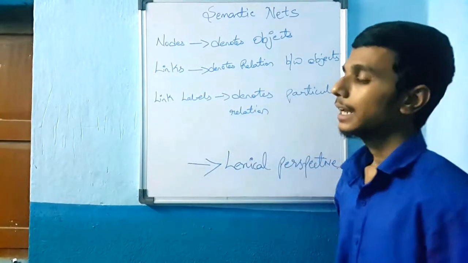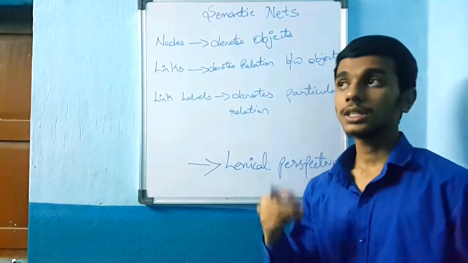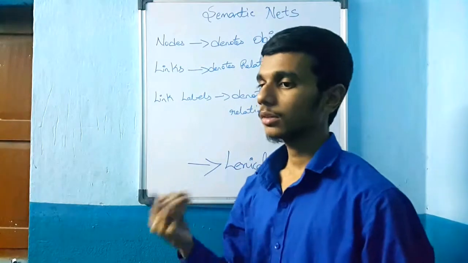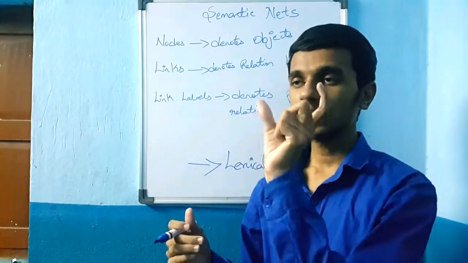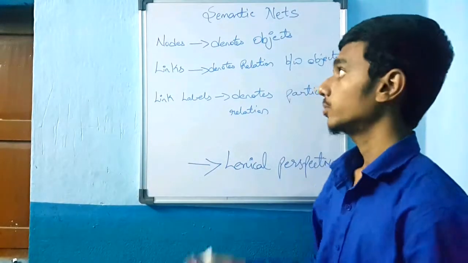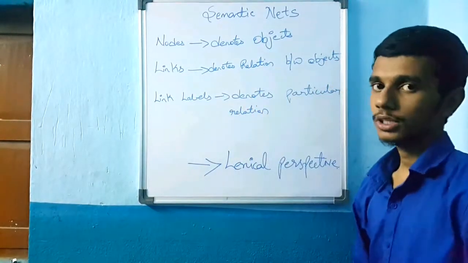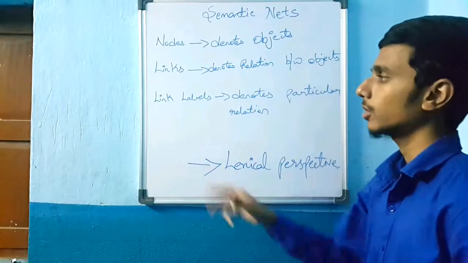And now what are links? Links just give the direction where we should go, or what the connection should be between the 2 nodes. They denote the relation between objects. In simple terms, it denotes the relation between objects.